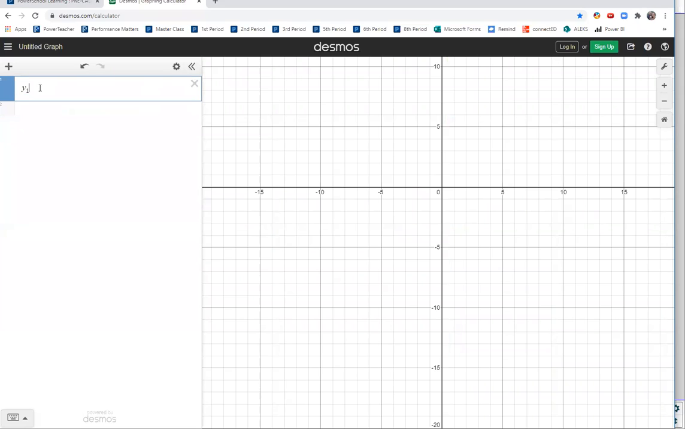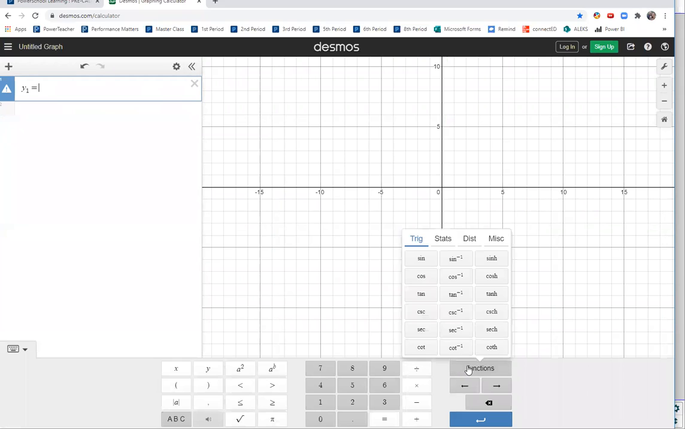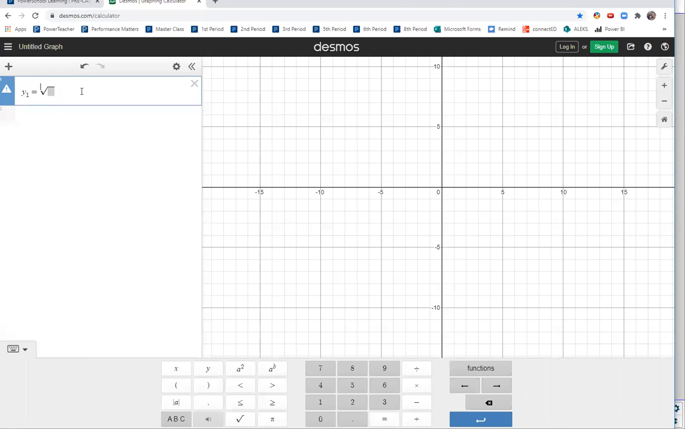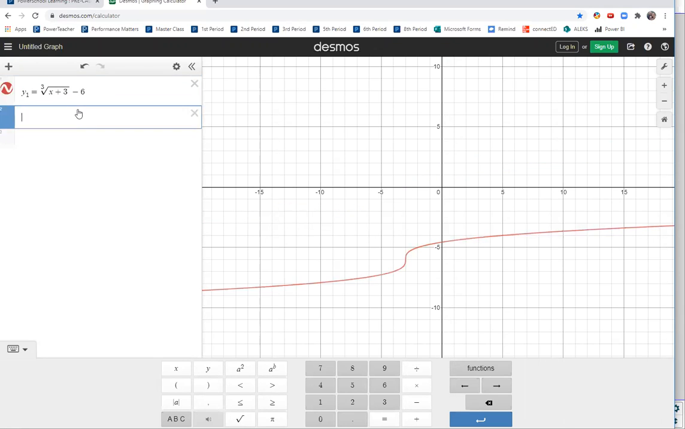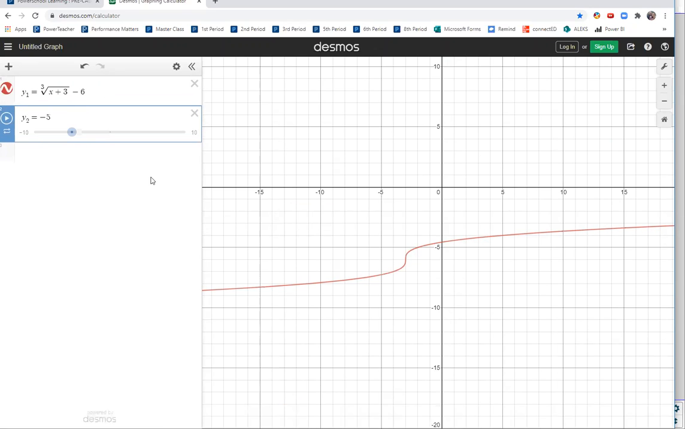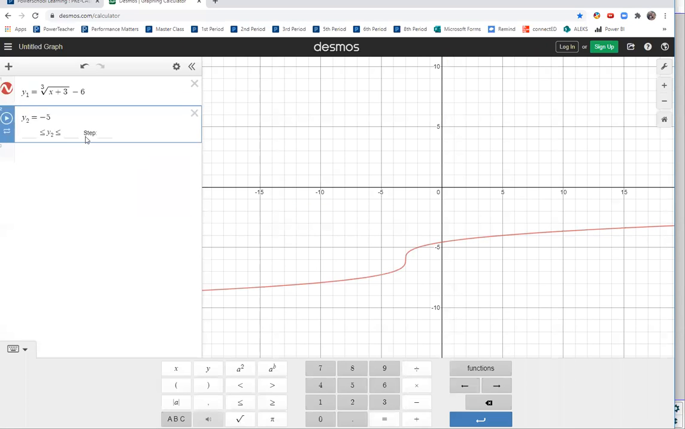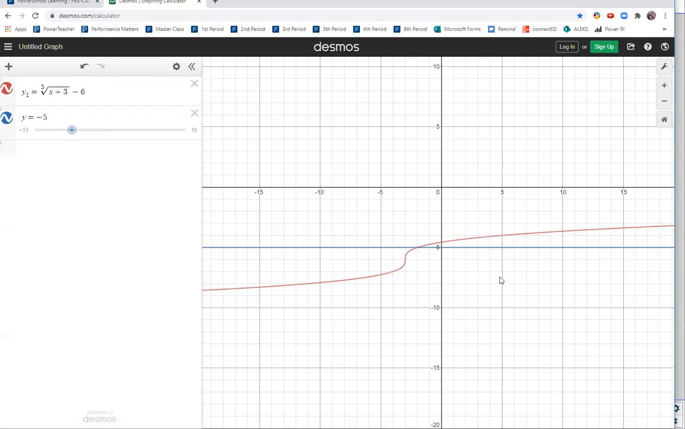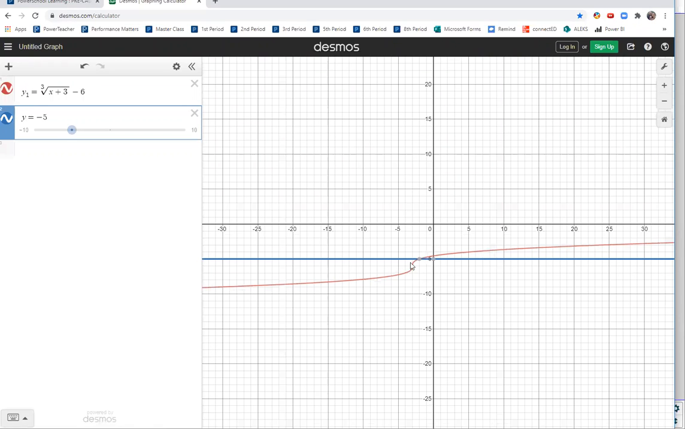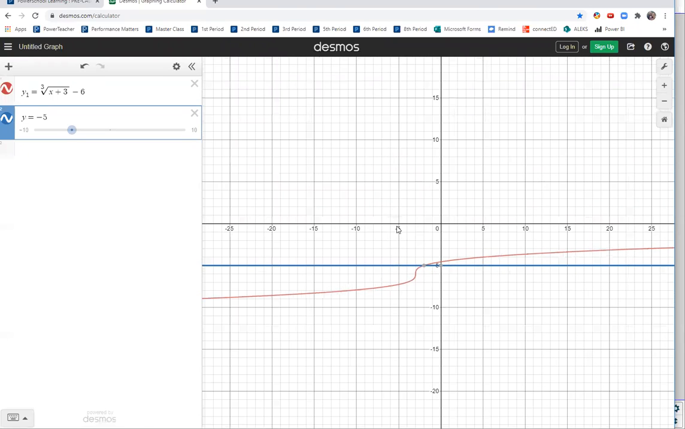The equations were y1 equals, yeah, that's right, the third root. You have to go to functions, and it's miscellaneous where that is, right there. Third root of, what did you say? x plus 3 with the minus 6 on the outside. Okay, and y2 was minus 5. Why is it not graphing? Oh, there we go. Make it y. All right, and the answer is going to be where these graphs intersect, the x value. We're solving for x. So what's the x value at the intersection?